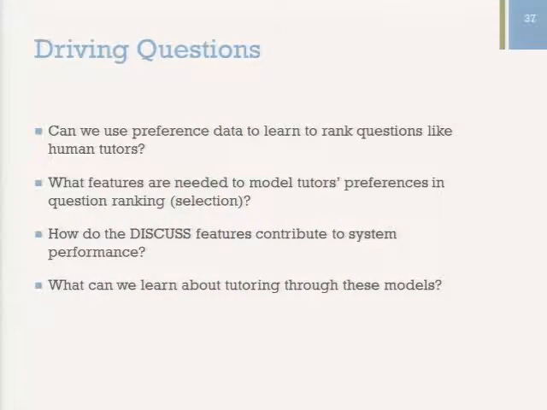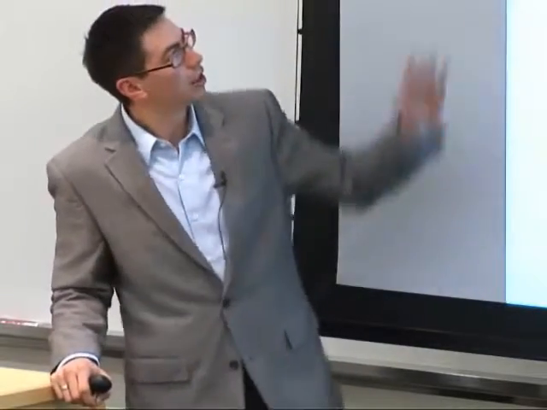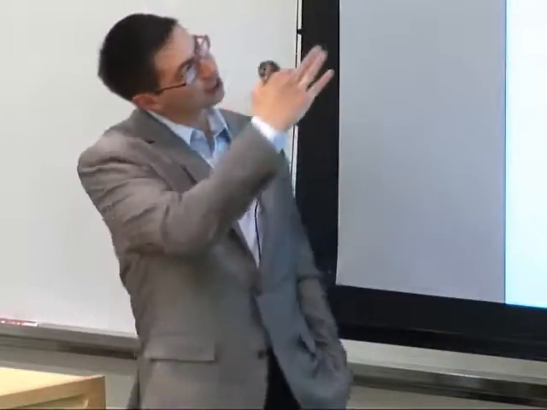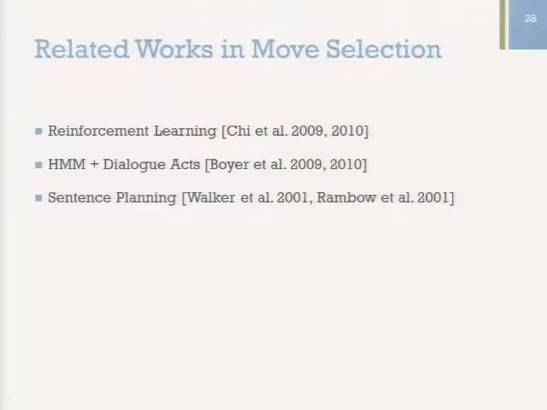So the driving questions as far as ranking and choosing these follow-up questions are, well, I'll get into this in a second, but how might we go about learning this? Can we use preference data? So after the fact, can we use some sort of ratings? And what features are actually needed? So we talked about those potential factors, so how can we extract that from the words as well as from a representation? And what can this tell us about tutoring and about our tutors as we go through this process?